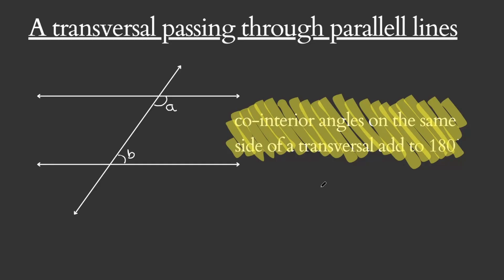The next one. Co-interior angles on the same side of a transversal add to 180 degrees. These are called co-interior. These are not alternate. If you see, these are interior angles and they are said to be co-interior angles. If you add both angles, we will get angle A plus angle B is equal to 180 degrees. That is what they mean. Co-interior angles.